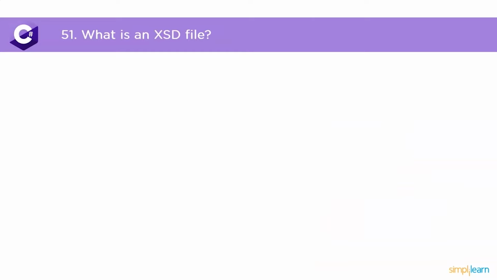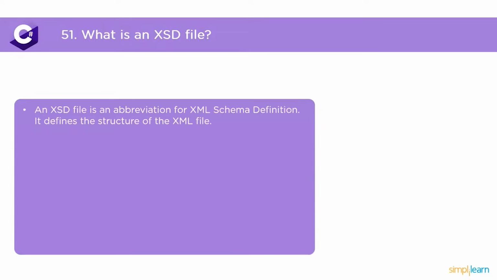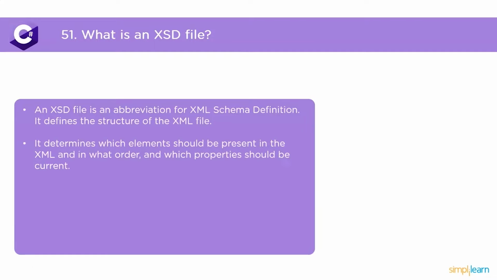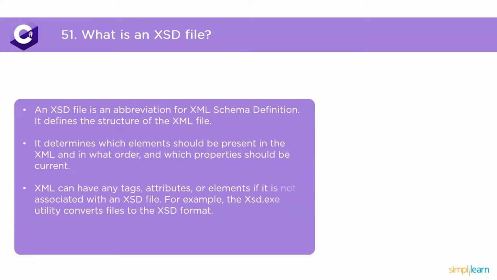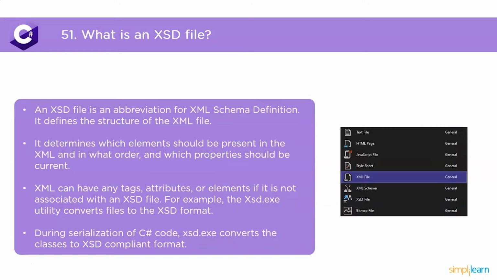Now the 51st question. What is an XSD file? So an XSD file is an abbreviation for XML schema definition. It defines the structure of an XML file. It determines which element should be represented in the form of XML and in what order, and which property should be present during serialization of C# code. XSD.exe converts the classes into XSD compliant form.